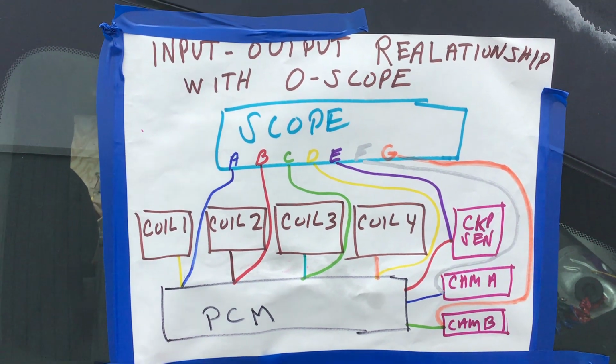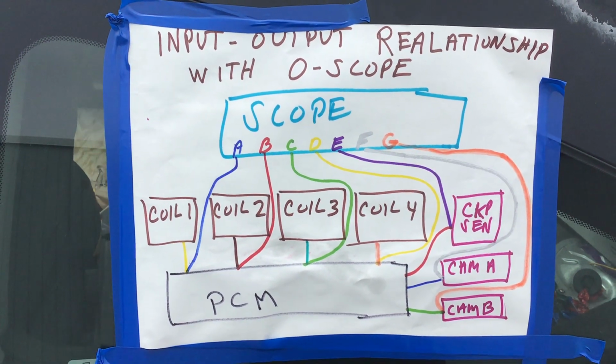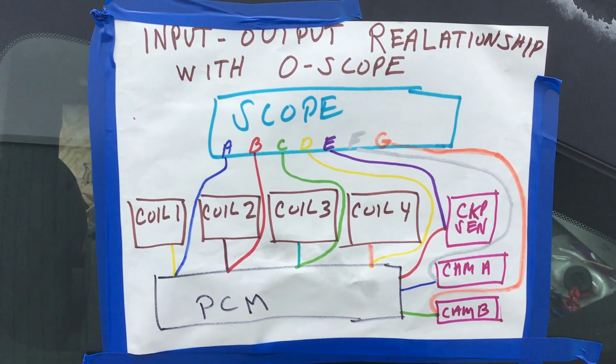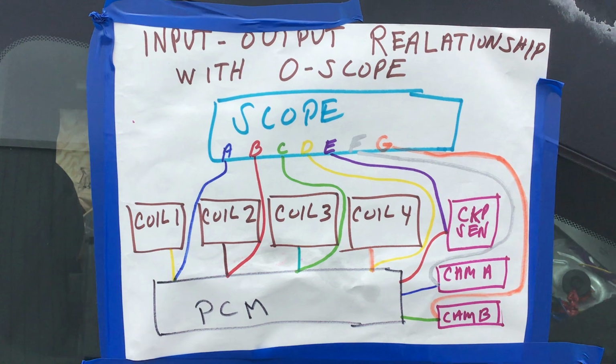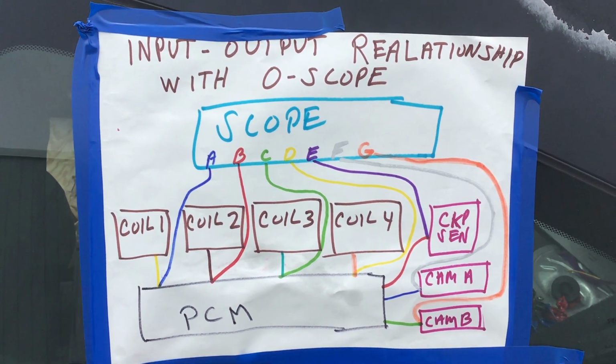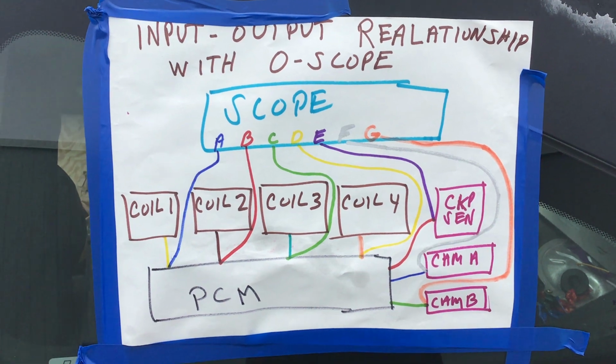Blue, A, is ignition coil 1, red, B, ignition coil 2, green, ignition coil 3, golden mustard brown is ignition coil 4, purple, E, is the crank sensor, F is the intake cam, and G, orange, is the exhaust cam sensor. We're back to the scope, and we're rolling across the scope.